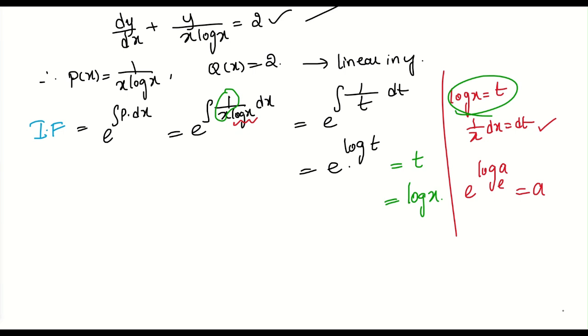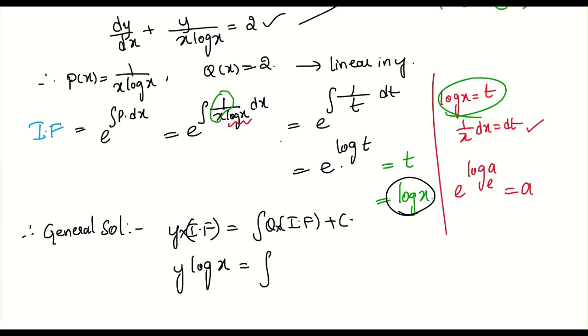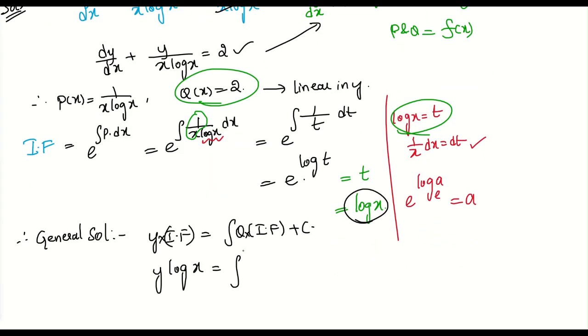If this is our integrating factor, then what happens to the general solution? The general solution is y into integrating factor equals integration of q into integrating factor plus c. This is an into, not an of, okay? Y into our integrating factor, simply log x, equals integration of q. Let me zoom out, I have written the q separately here, which is nothing but 2. So let me continue with that only, which is 2 into log x, plus c.